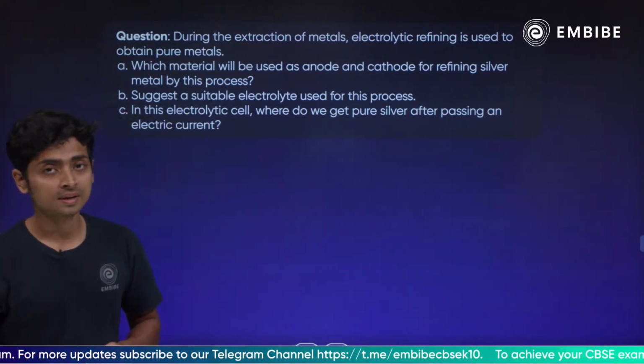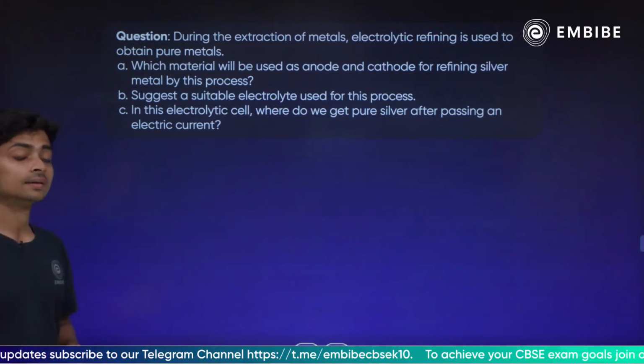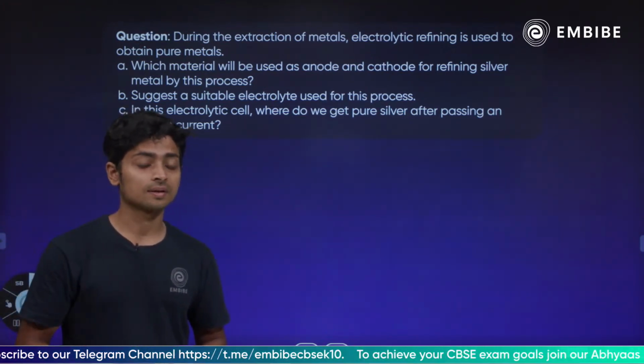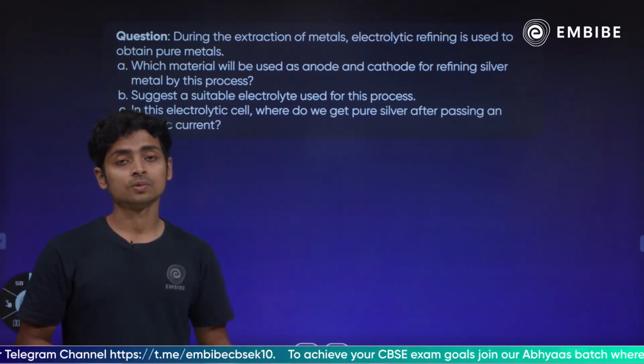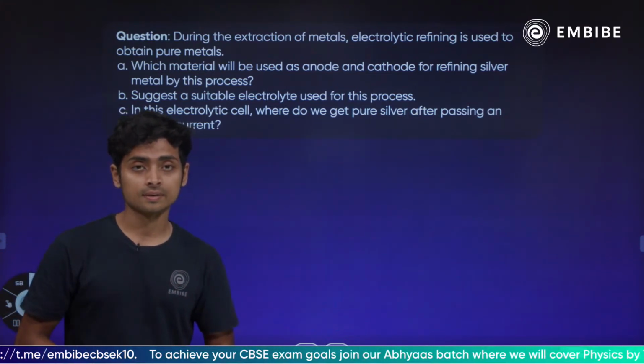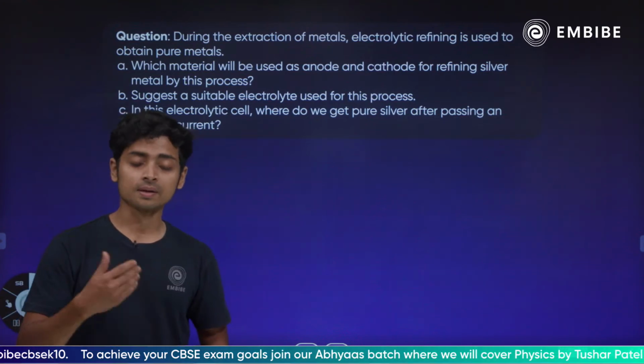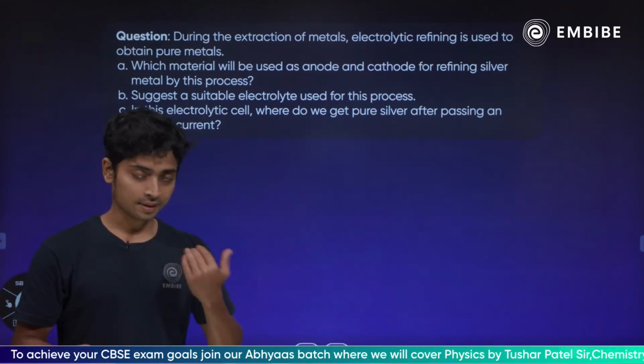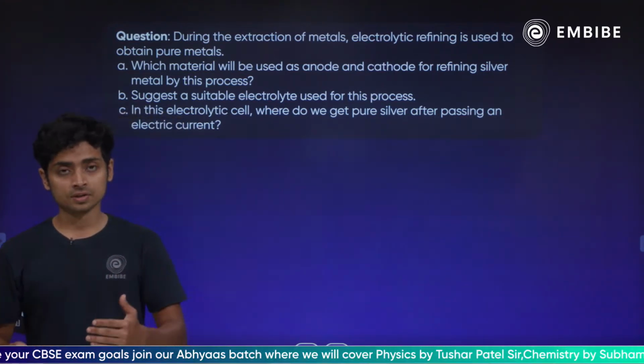In an electrolytic cell, you convert electrical energy to cause a chemical reaction. In a battery, we use a chemical reaction to convert chemical energy to electrical energy. In an electrolytic cell, we convert electrical energy to chemical energy.